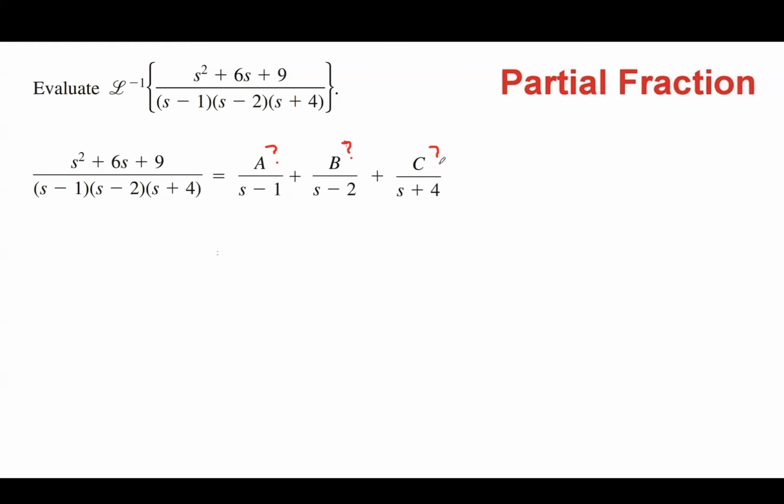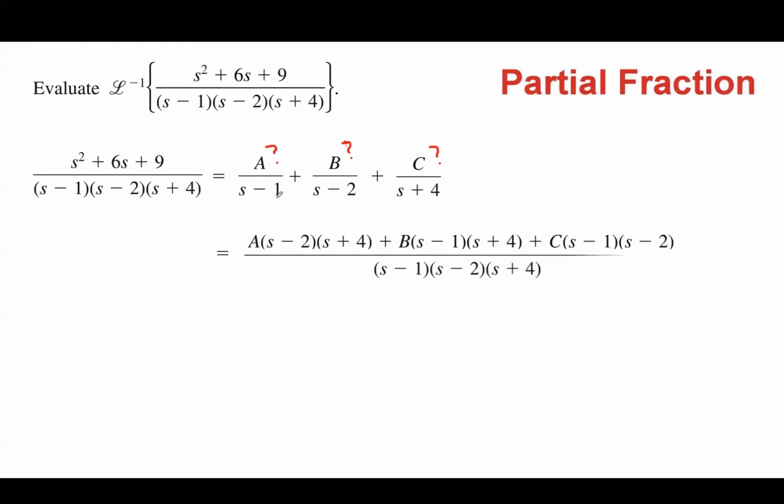Let us begin. What are we going to do? We're going to take the common denominator between these three fractions and create a new fraction. We get a multiplied by (s minus 2) times (s plus 4), plus b multiplied by (s minus 1) times (s plus 4), plus c multiplied by (s minus 1) times (s minus 2), all divided by the least common denominator, which is the multiplication of these three distinct terms.